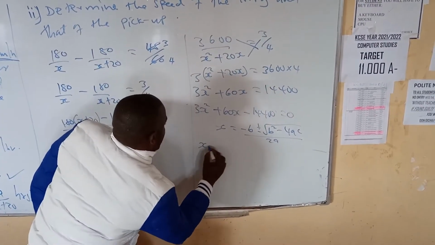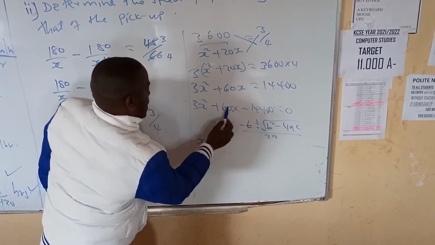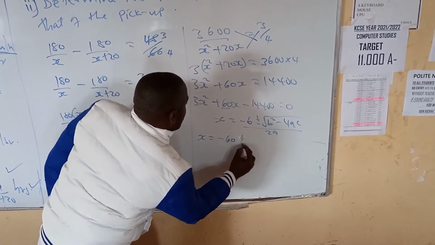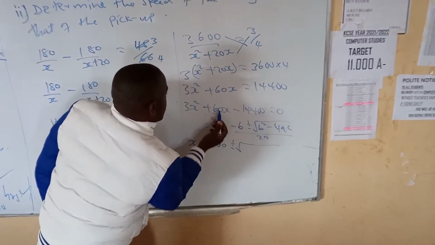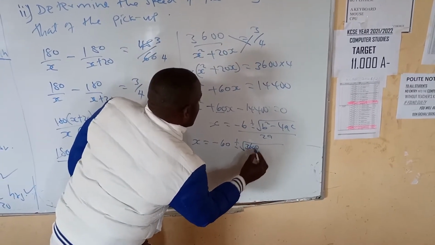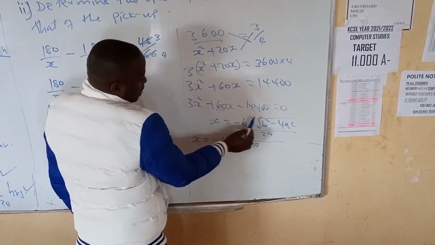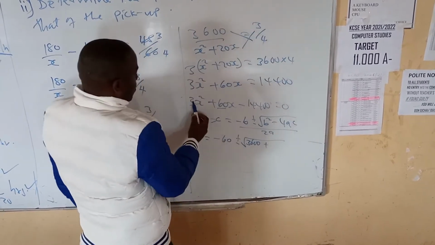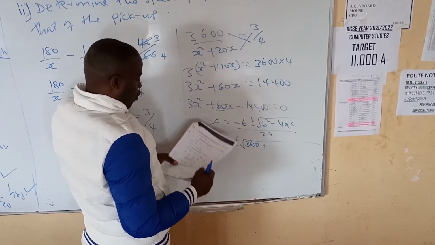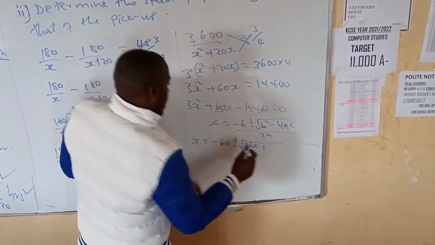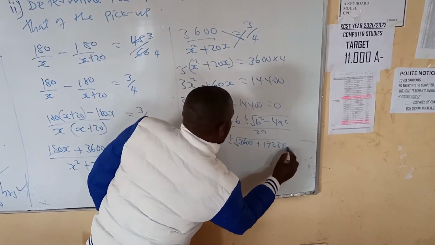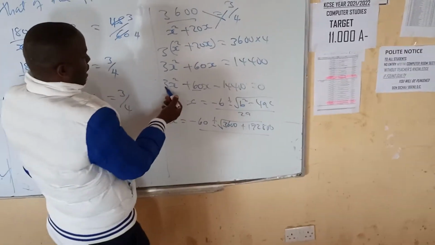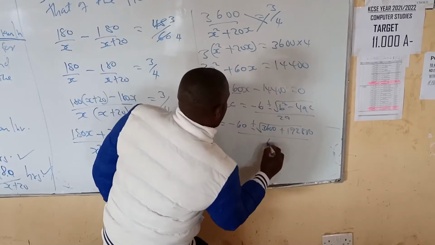So this means our x will be equal to minus b, which is minus 60, plus or minus the square root of b squared, 60 squared, which gives 3600. Because of this negative, because it's minus and this negative, we shall have a positive here, so it's plus. 4 times 3 is 12. 12 times 14,400, you get 172,800. Then all over 2 times a, our a is 3, 3 times 2 is 6, all over 6.